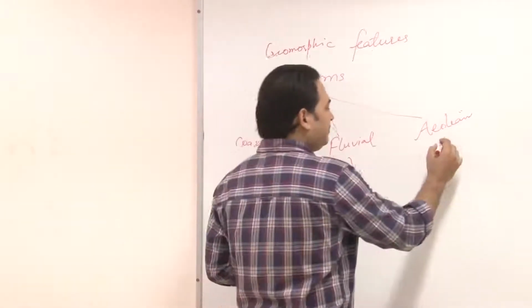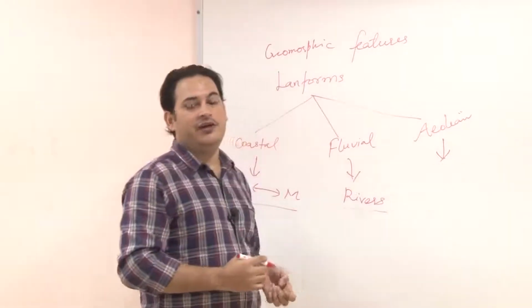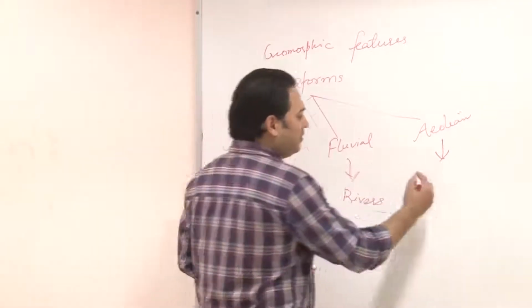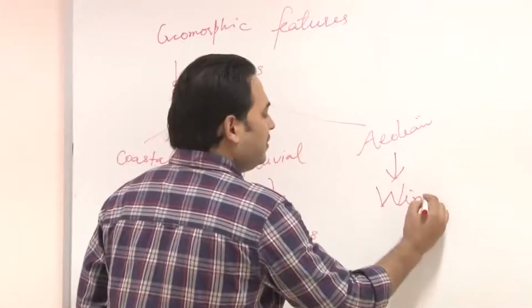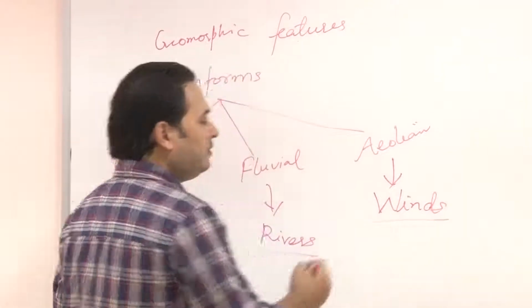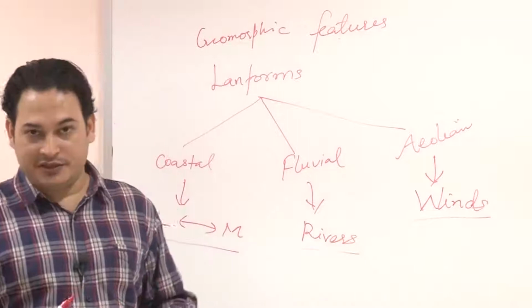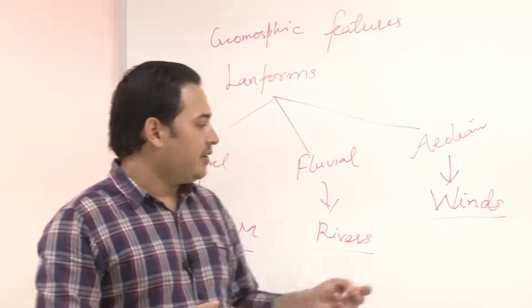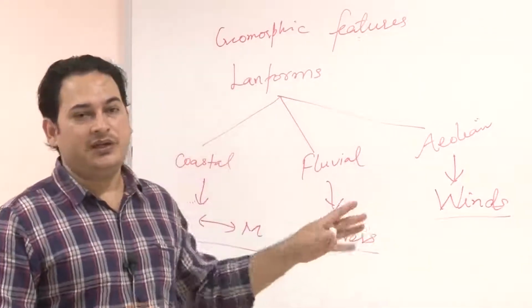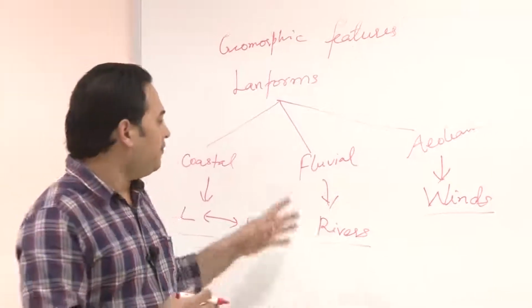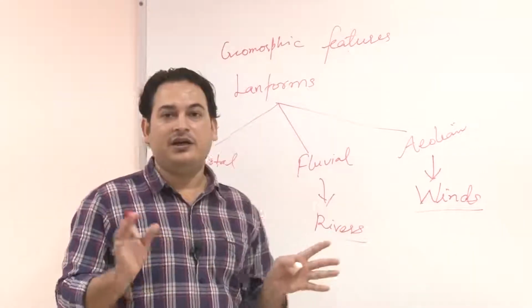And lastly, Aeolian environment means erosional and depositional features formed by the strong activity of the winds, okay. So, these were the brief idea of the third week.